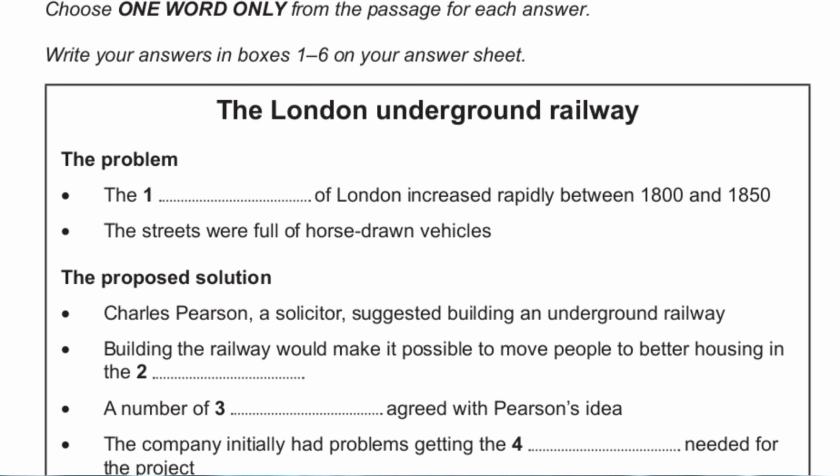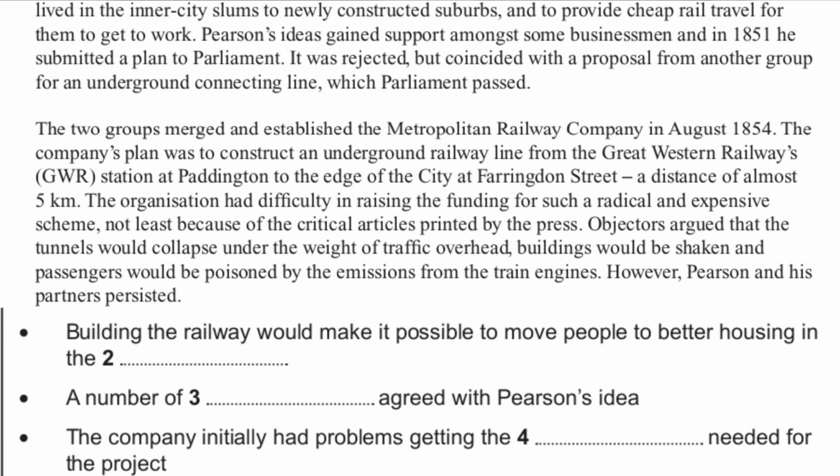Question 4. The company initially had problems getting the dash needed for the project. Company had problems, keyword, getting something for the project. So company, problems, project. Keywords. Read the next paragraph. "This Metropolitan Railway Company scheme." Project. What did it have difficulty in? Raising the funding. Okay, funding is the answer here. It had difficulties in raising the funding. You compare every single word and synonyms and you'll find the answer.